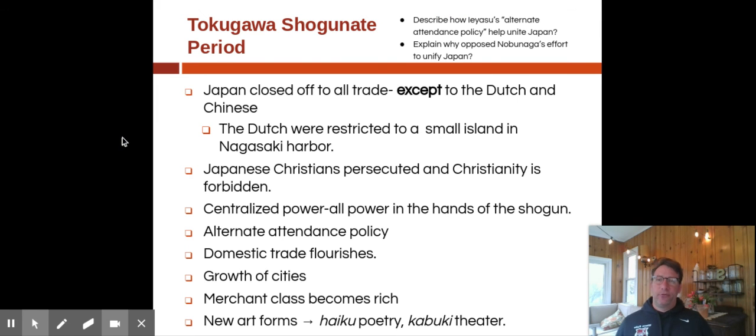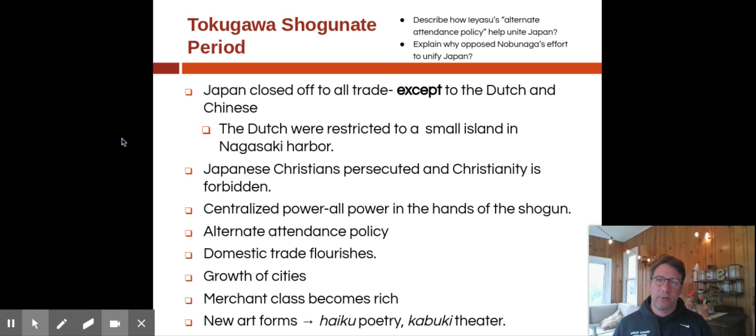So with the rise of Tokugawa Ieyasu, we're going to see the creation of the Tokugawa shogunate, which is going to be probably the most powerful shogunate. A shogunate is basically just ruled by a shogun, similar to a khanate being the rule by a khan. During the Tokugawa shogunate, we're really going to start to see a flourishing of Japanese culture.